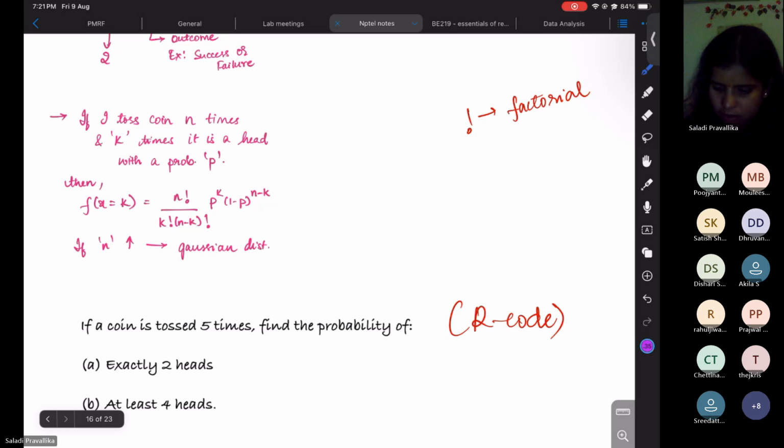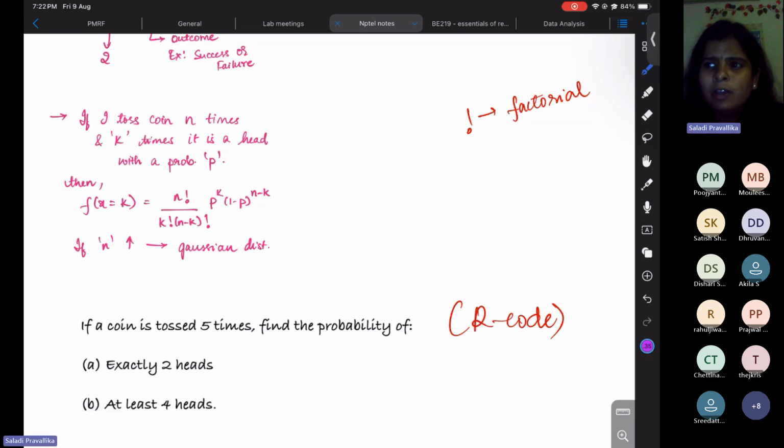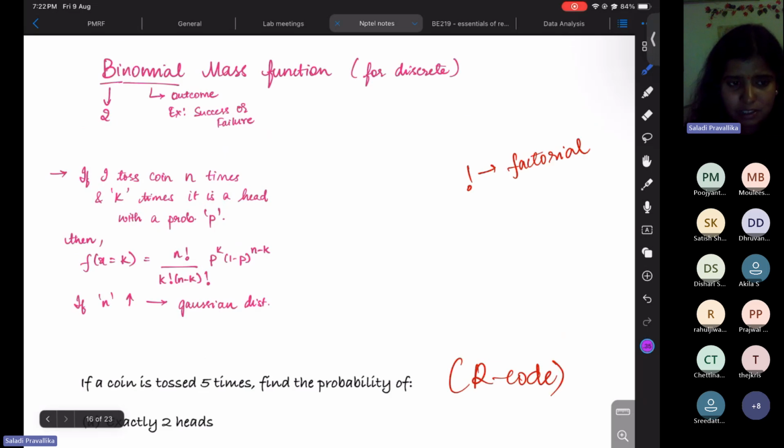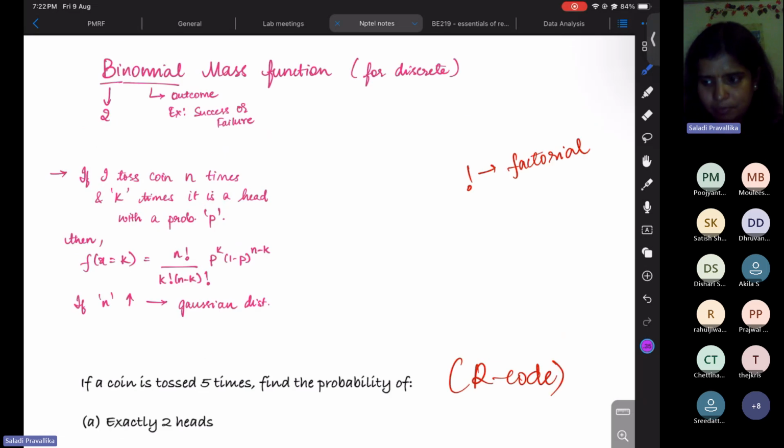Well, you might think, okay, it's just tossing a coin. I'll toss, I'll get head or tail, that's it. Why am I making another mass function like this? You might think that, but it's different. We are tossing it many times, and we want one particular outcome, and that particular outcome happened a particular number of times, with some probability. Then I want to know the function of it.